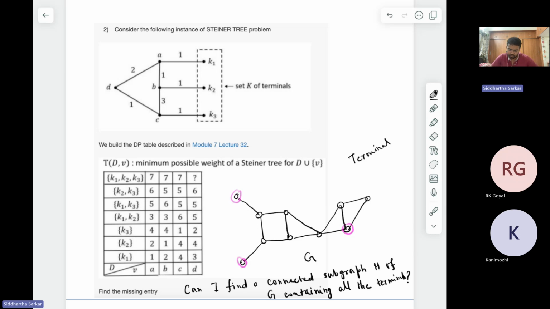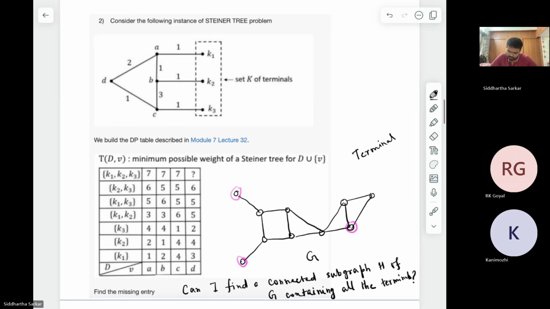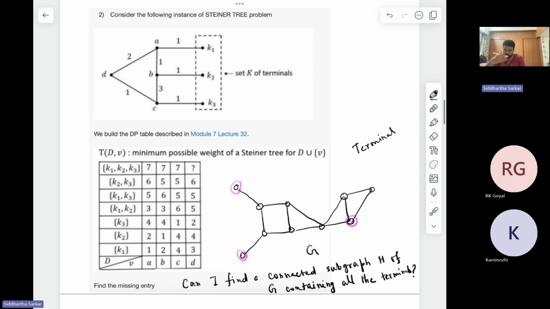So in this case, is it possible? Give me some subset of the edges such that it forms a connected subgraph and it includes all the terminals. Let me give you an example. Is the following a valid connected subgraph? This edge I'm picking, this edge I'm picking, this edge. This is all.